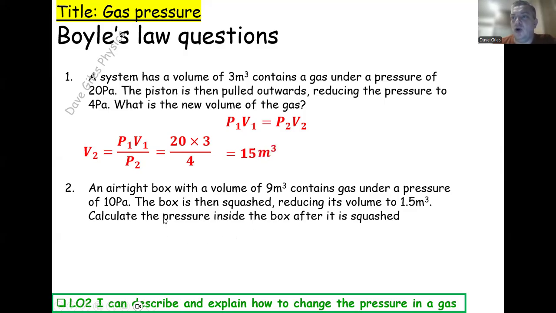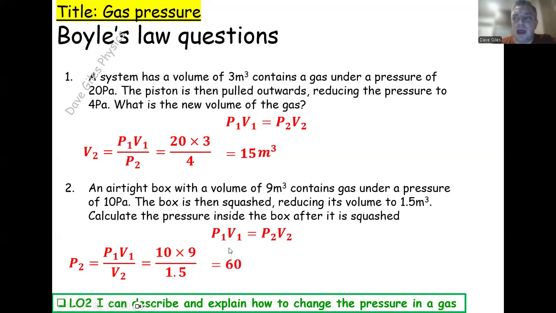Here, we're asked to work out the pressure this time. So again, same formula. This time we're rearranging to get P2, which is P1V1 divided by V2. So the pressure one is 10 pascals. The volume initially was 9 meters cubed. It's reduced down to 1.5 meters cubed, so that's V2. Put our numbers into the equation and we get 60 pascals.